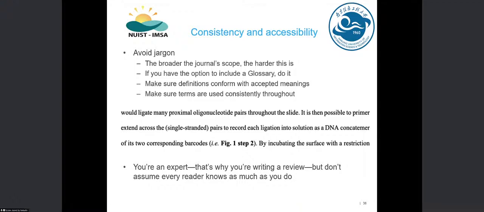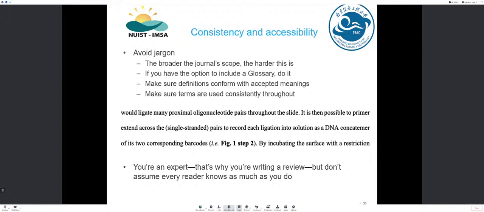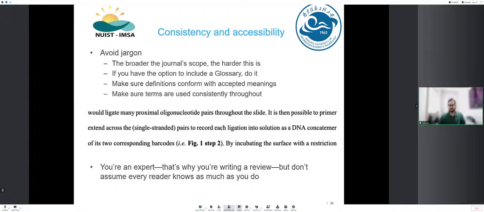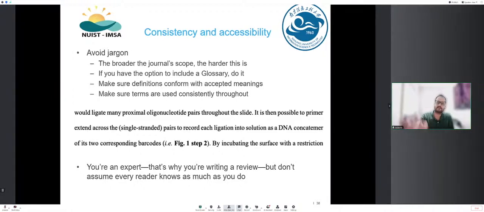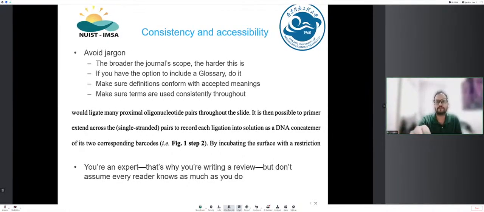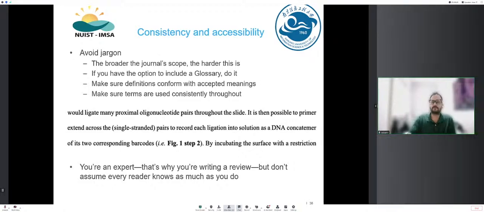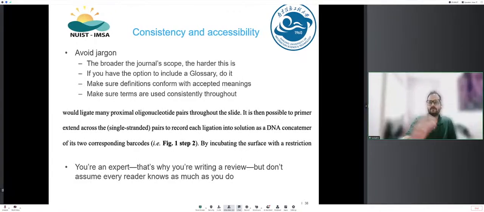That proximal oligonucleotide means this. Or for example, another word like DNA concatemer. There are so many words in this that it's even hard to read. So you have to go and search for the meaning. And these particular words, if you use them in a review, they don't like it. So you should explain this before or after, or you should not use it.